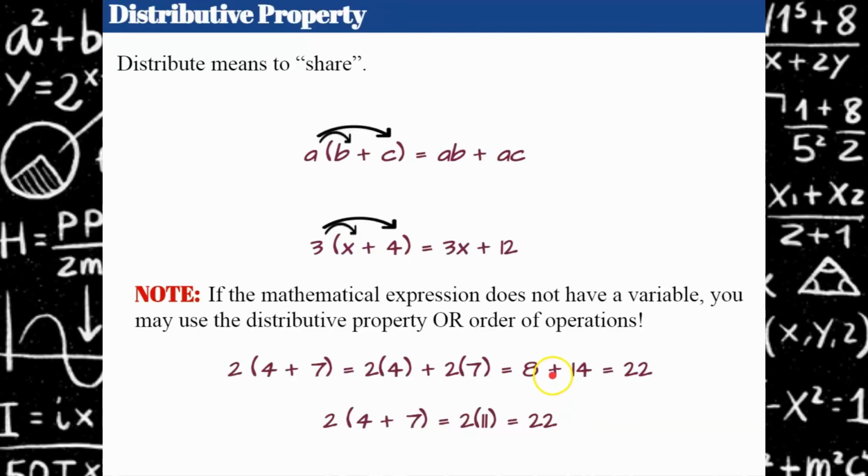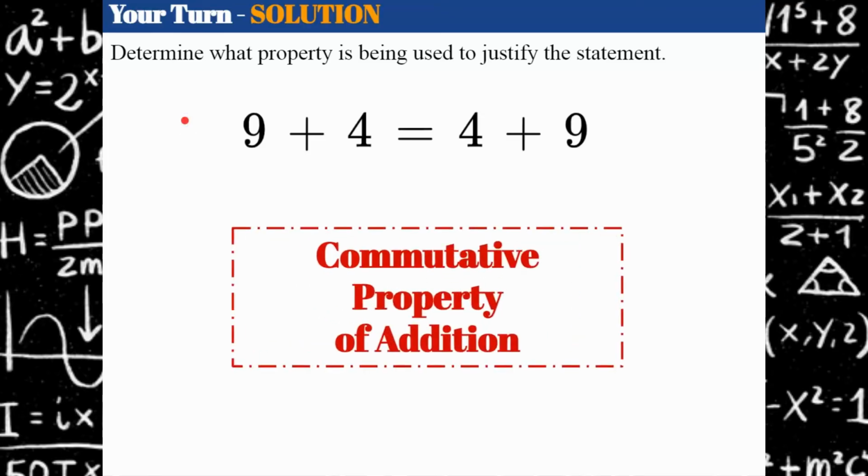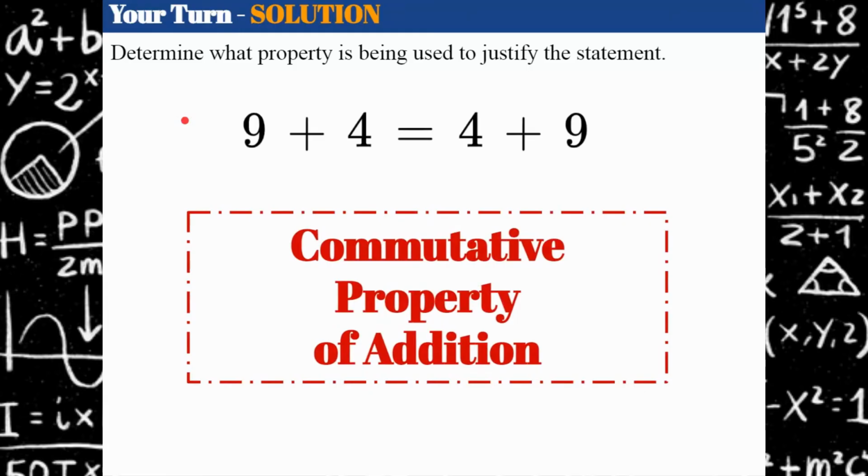So your turn. I want you to determine what property is being used to justify this statement. 9 plus 4 is equivalent to 4 plus 9. If you need to, when we go through these problems, go ahead and pause, write down what you think the property is, and come back and hit play when you're ready. Welcome back. The answer is the commutative property of addition, where order does not matter when you are adding 2 numbers.